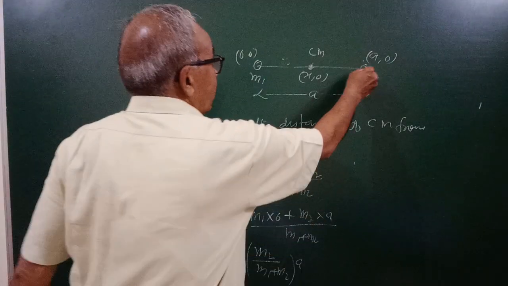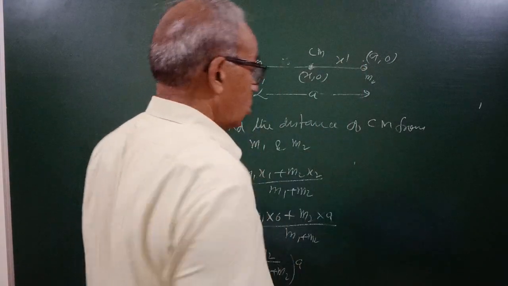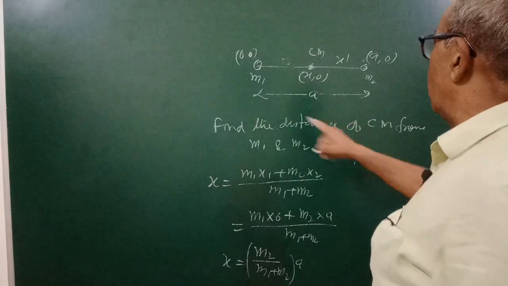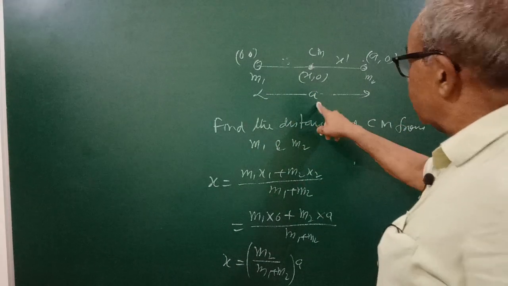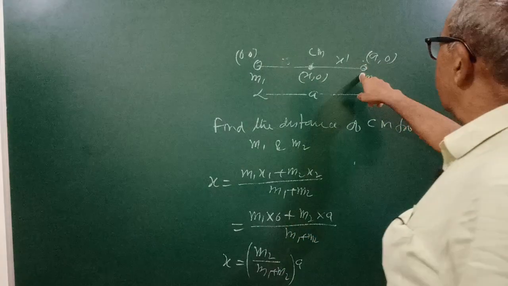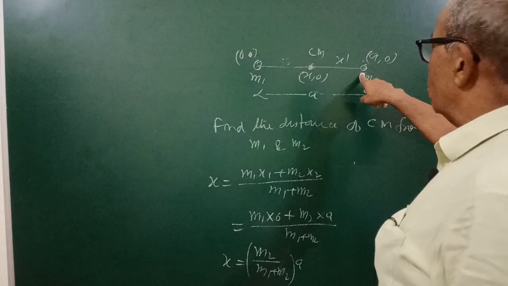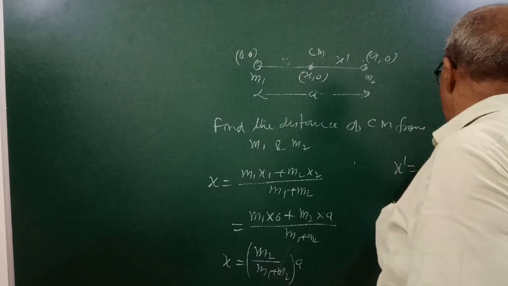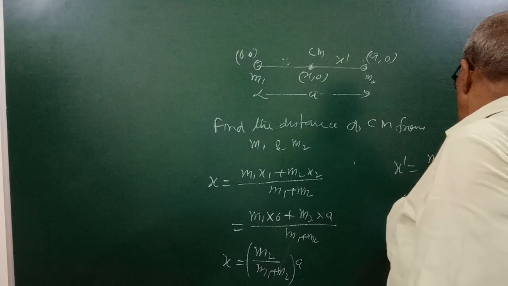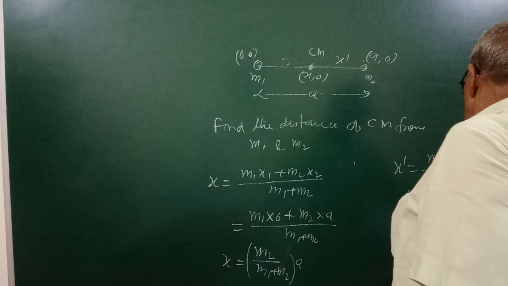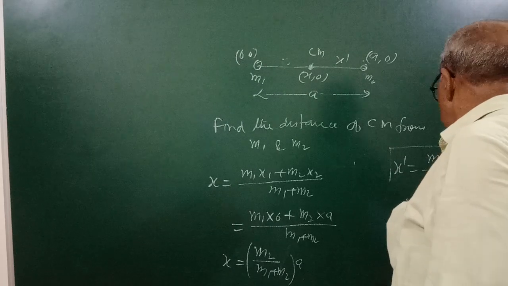If you want to find it from the other mass, this x dash is simple: subtract x from a, or change the coordinate so that it is 0, 0. Then x dash will be m1 a upon m1 plus m2. So this is a simple question.